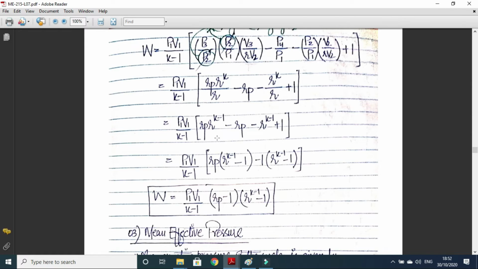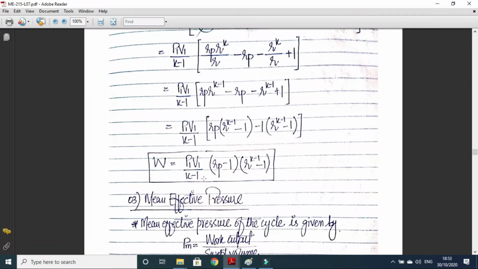We can take RP common here, we can take minus 1 common here, then R to the power K minus 1 will be common, so RP minus 1 R to the power K minus 1 minus 1. So this will be the expression for the work output of the Otto cycle. P1 V1 divided by K minus 1 times RP minus 1 times R to the power K minus 1 minus 1.